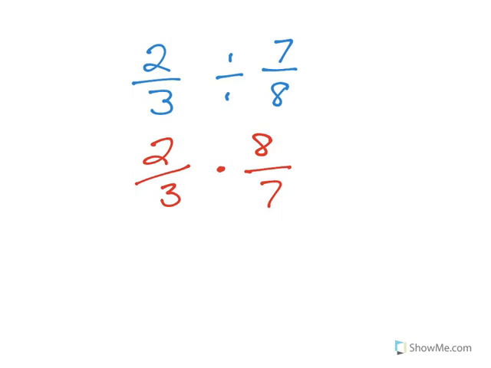I think it makes a little more sense, and you'll hear this from a lot of people, that we keep the first number, we change division to multiplication, and we flip the second number. Oftentimes you will hear keep, change, flip, which is a whole lot easier to remember than multiply by the reciprocal. I don't really care how you think of it as long as you remember it. So we keep the first, change division to multiplication, and then actually multiply.